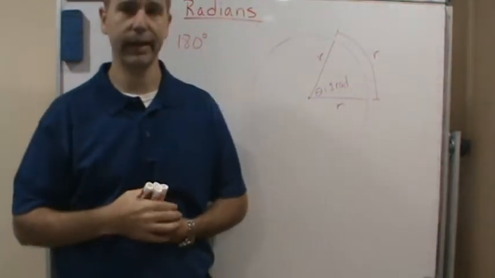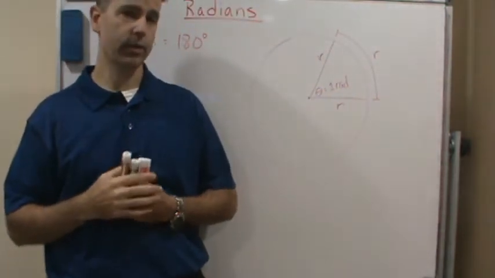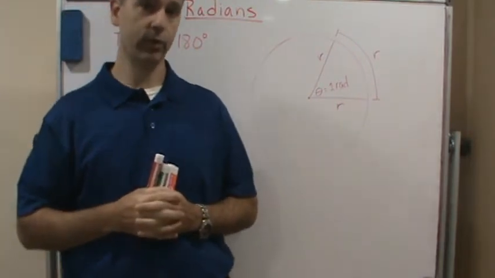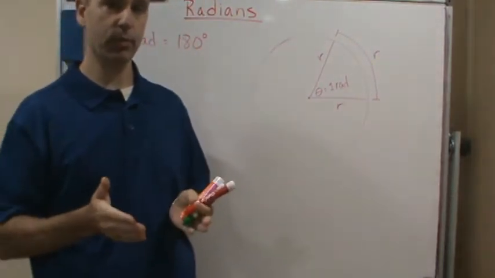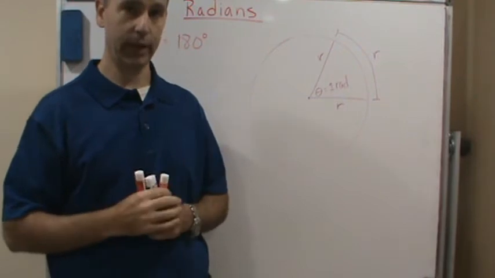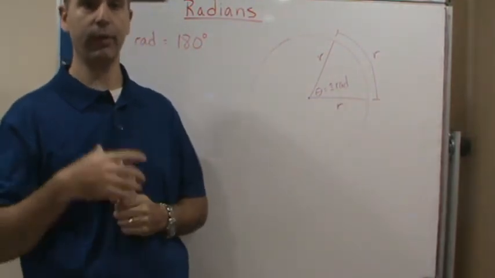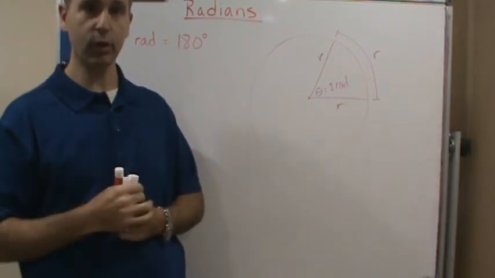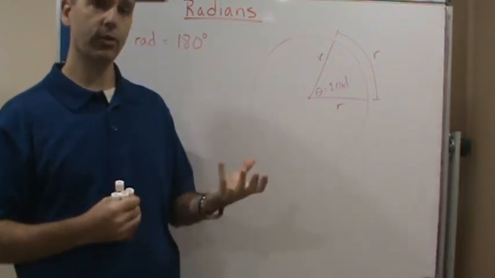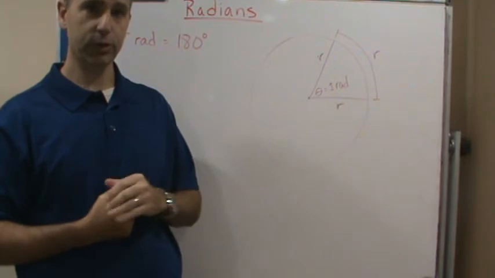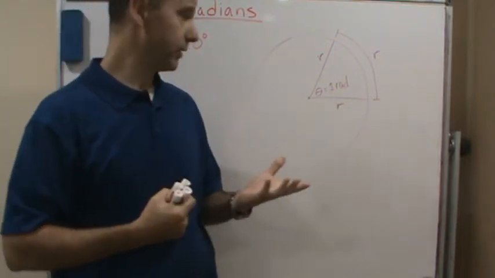Okay, so welcome back. Today we're going to start talking about radians. Radians are a measurement of an angle. It's another unit of measurement used to measure angles. We have degrees that we've been using quite a bit, and now we're going to introduce another measurement of angles called radians. Now, what is a radian?